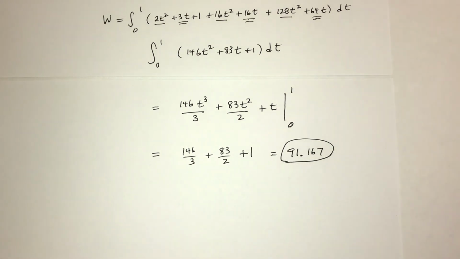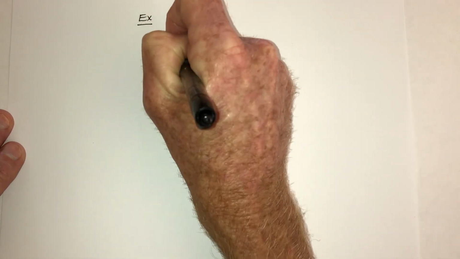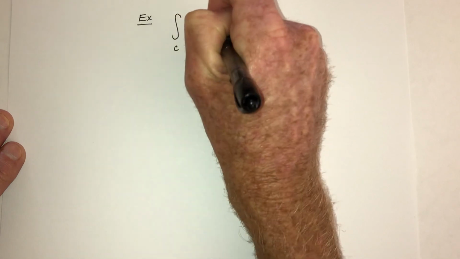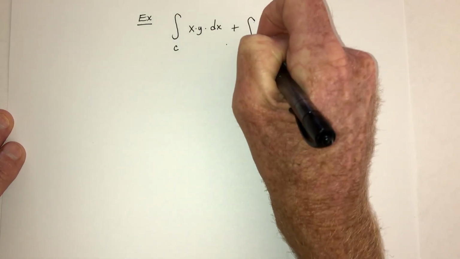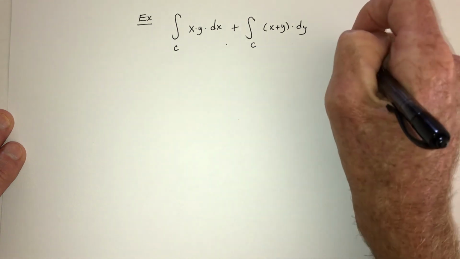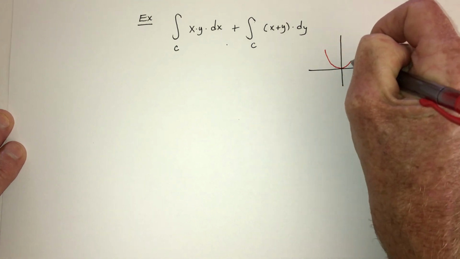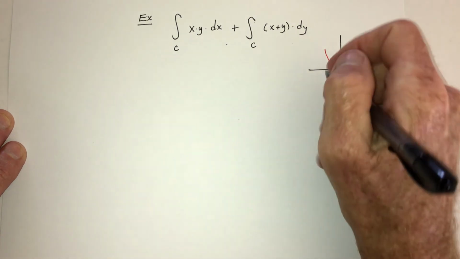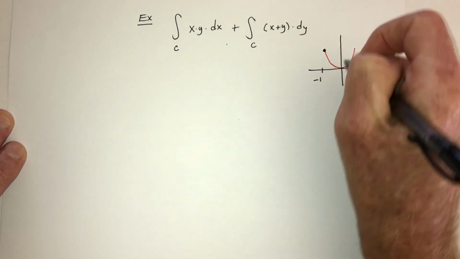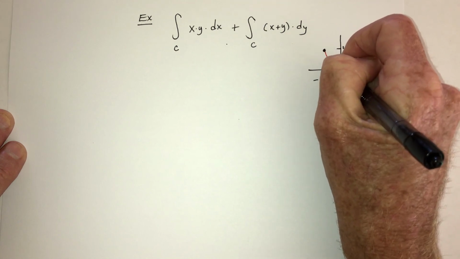Okay, so 2 more examples. So of course, I checked the homework and they did one like this. Evaluate this line integral. It's going to be x times y dx plus, over the same curve, integrate x plus y times dy. And the curve is just a simple parabola. And then it's going from this point, -1, 1, to this point, 1, 1. And it needs to go this direction.